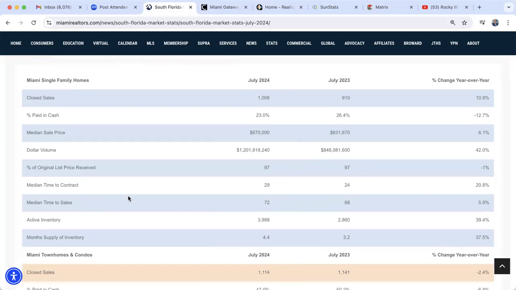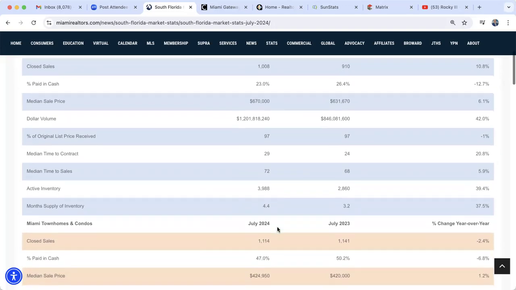Median time to sales, that means from active to closing, we're looking at 72 days. All right, so about 2 months and a half. And that's up 5.9%. All right. The all-important active inventory, guys, for a single-family home in Miami-Dade County is just under 4,000 units that are active right now. It's 3,988.